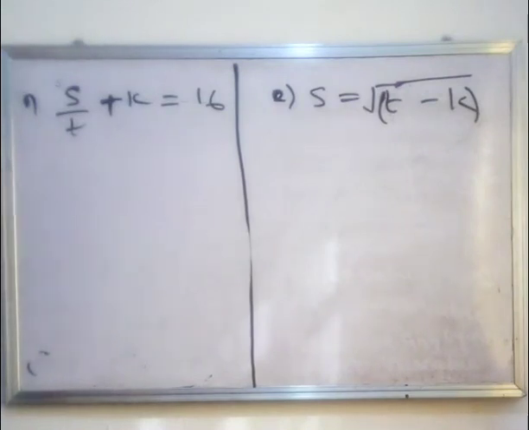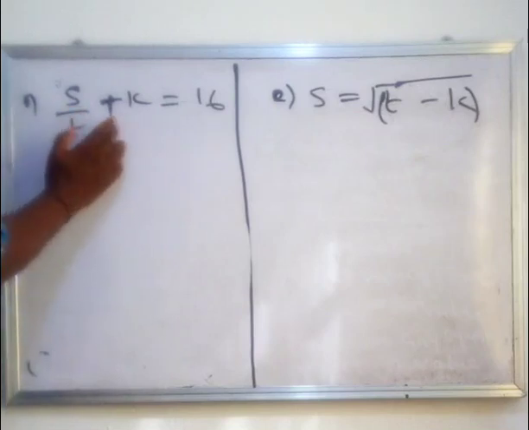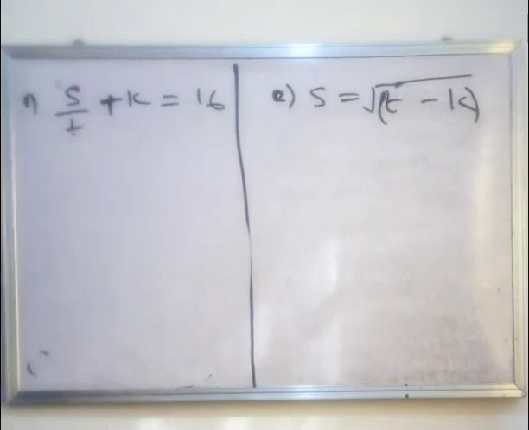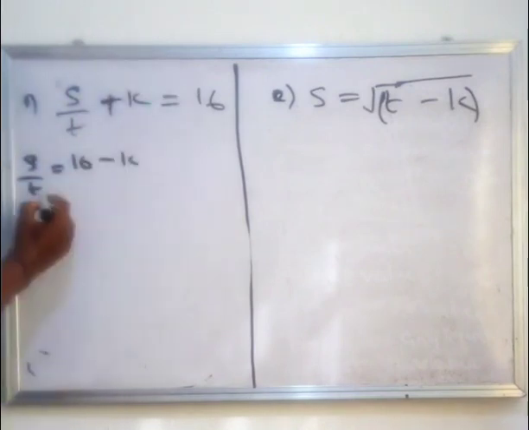Now, first of all, equation number 1 says s over t plus k is equal to 16. We need to focus on the part that has the t, the left-hand side. So we need to move this plus k to the other side so that t can stand on its own. So that becomes s over t is equal to 16 minus k. When plus k goes there, it becomes a minus.